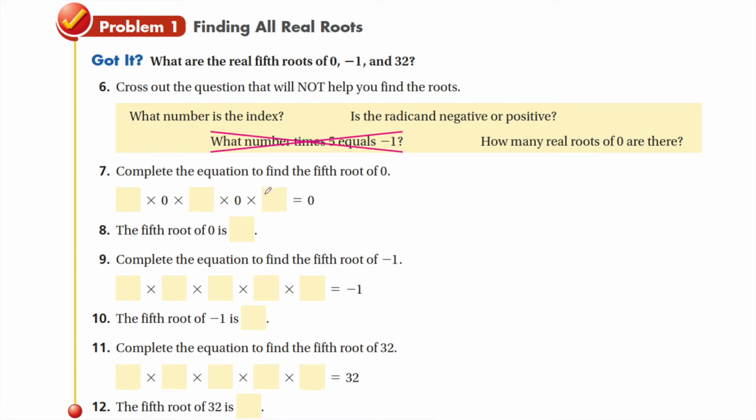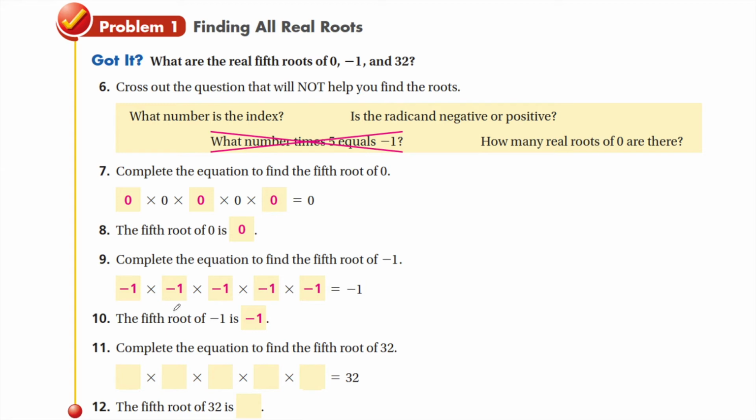So complete the equation to find the 5th root of 0. Well, 0 times 0 times 0 times 0 times 0 will equal 0, and therefore the 5th root of 0 is 0. Same idea, complete the equation for the 5th root of -1. -1 times -1 times -1 times -1 times -1 will actually give you a -1. The 5th root of -1 is in fact -1.